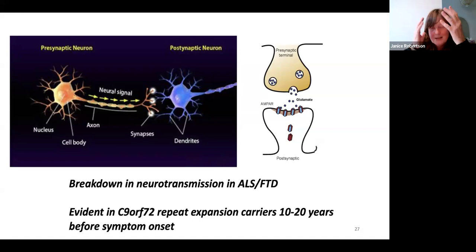pre-symptomatically, and these are really important points for intervention. This is crucial information. And if we can understand what's going on at those points, then we could put in therapies that would even prevent the symptomatology.